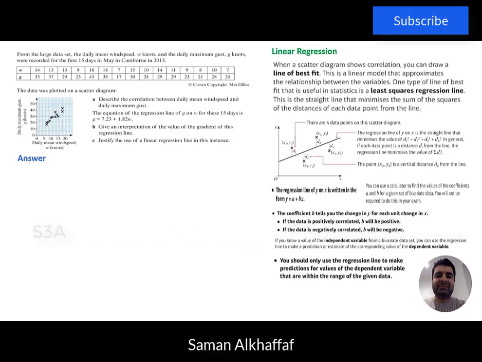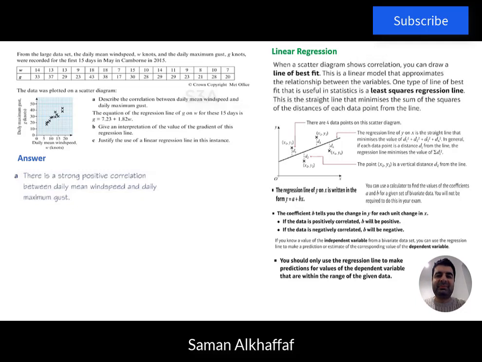For part A, we are asked to describe the correlation between the daily mean wind speed and daily maximum gust. In this scenario, our explanation would be there is a strong positive correlation, and as we can see, the data is compact, and we can see a positive correlation between the daily mean wind speed and daily maximum gust.